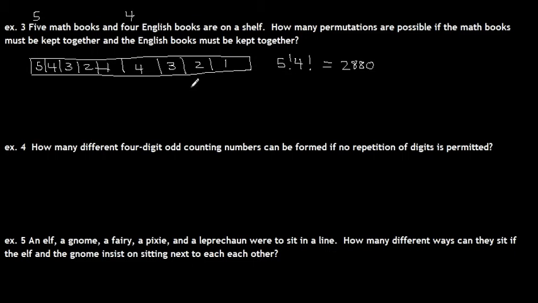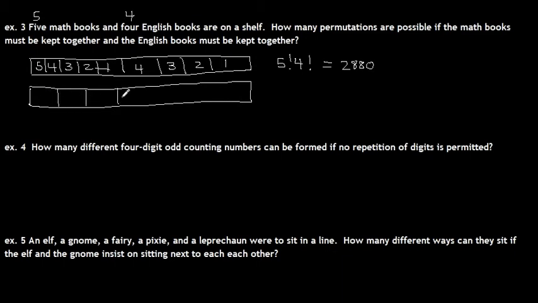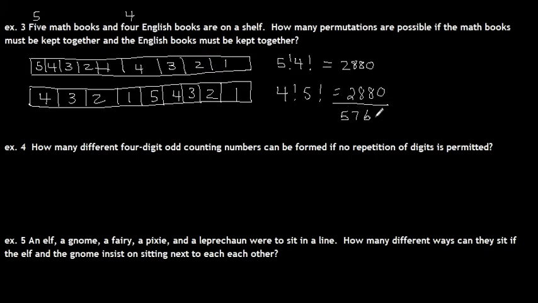Alright, let's do if the English books come first. So if the English books come first, we're going to have 4 English books and then 5 math books. So here would be our 4 English books. You can see it's going to be the same thing. And then our 5 math books. And so it's going to be the same thing. 4 factorial times 5 factorial is 2,880. And if we add those all up, we're going to get 5,760 possible combinations of how you can put the math books all together and the English books all together.